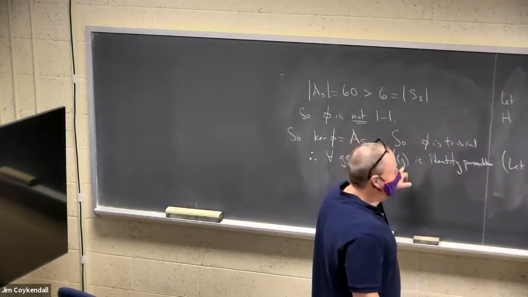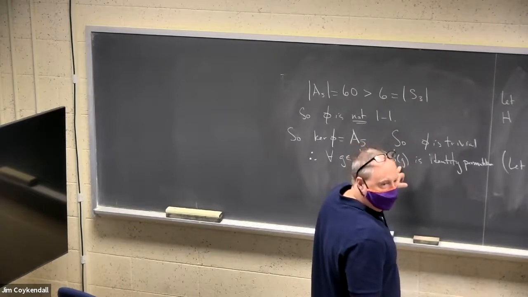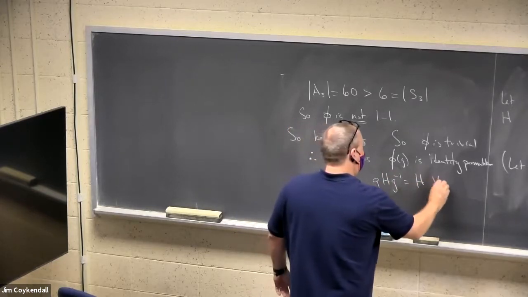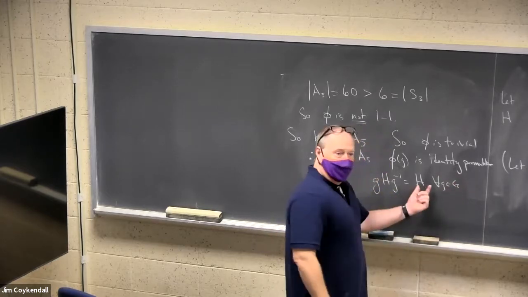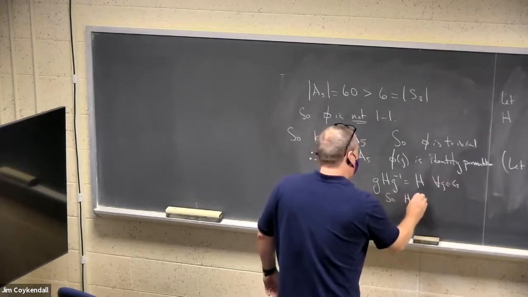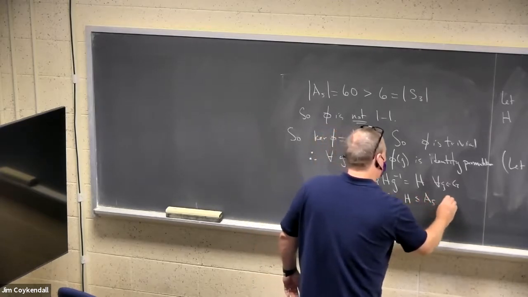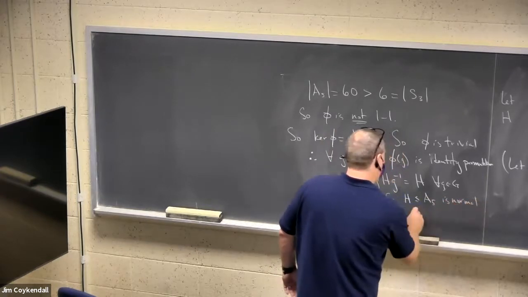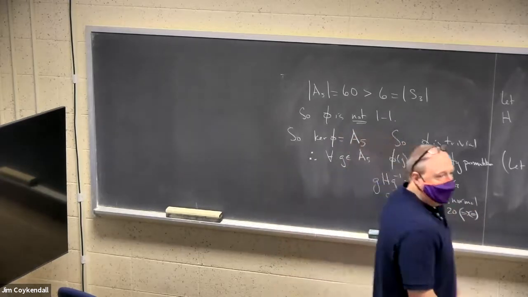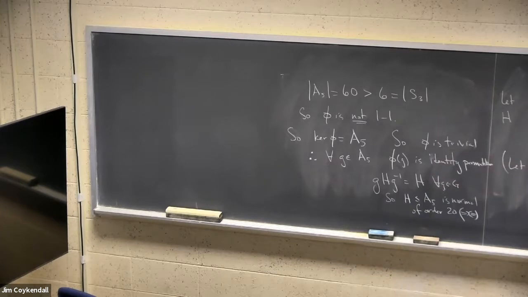Remember, how do we get what P of G is? We read what G does to the conjugates of H. In particular, GHG inverse should equal H for all G in A5, because the element H should always go to itself. And so H in A5 is normal of order 20, so it is impossible for A5 to have a subgroup of order 20. This, I hope, gives you a little bit of a taste of the power of looking at things from this point of view.